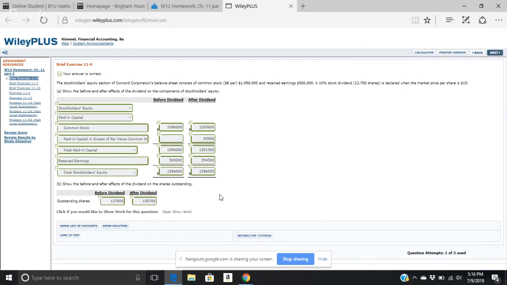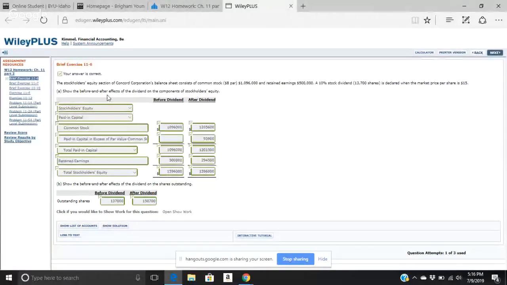And the problem is: the stockholders' equity section of Concord Corporation's balance sheet consists of common stock, $8 par, $1,096,000, and retained earnings of $500,000. A 10% stock dividend for 13,700 shares is declared when the market price per share is $15.